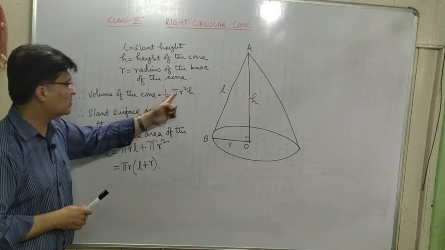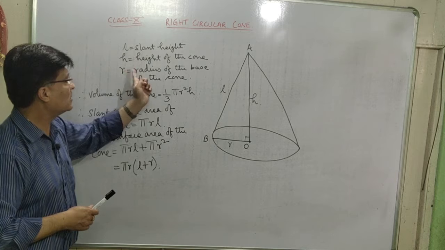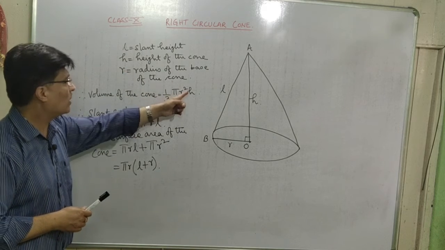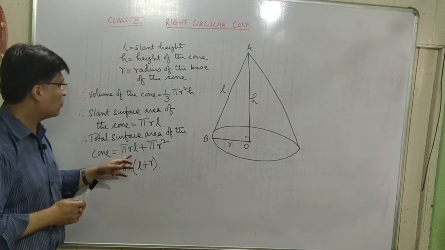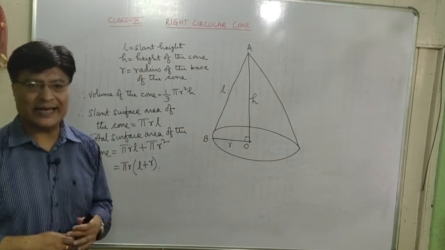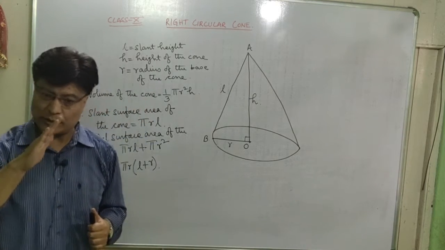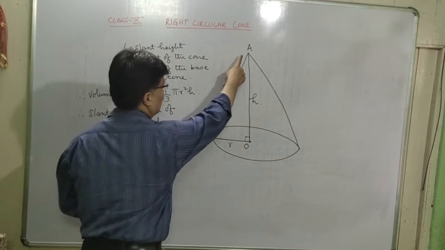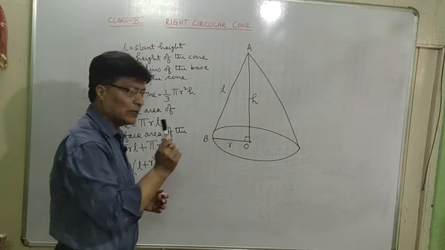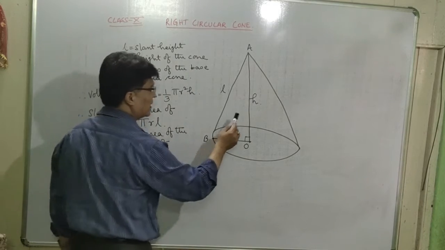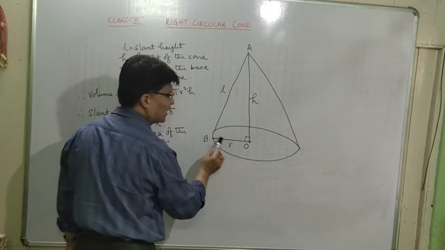Now in this case, what is r? R is the radius of the base of the cone. What is h? H is the height of the cone or the vertical height of the cone. And what is L here? L is the slant height of the cone. Slant height, your inclined height, is known as slant height. Now in this case also, you can get the relation between H, L and R.